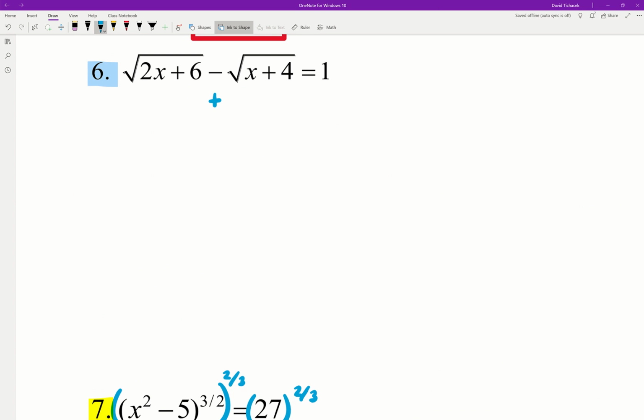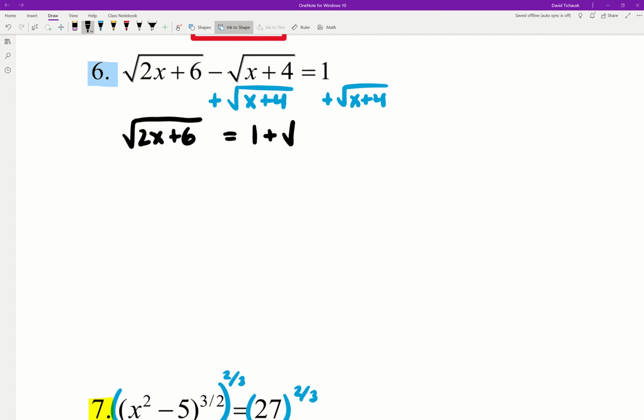Because it already says minus the radical x plus 4, I'm going to add that quantity to the other side, in which case we would see that we have something like this going on. So on the left-hand side, we simply have the square root of 2x plus 6, and that is going to be equal to 1 plus the square root of x plus 4.